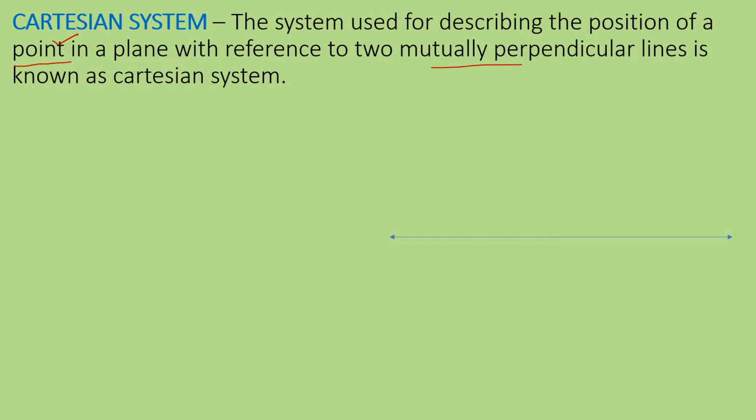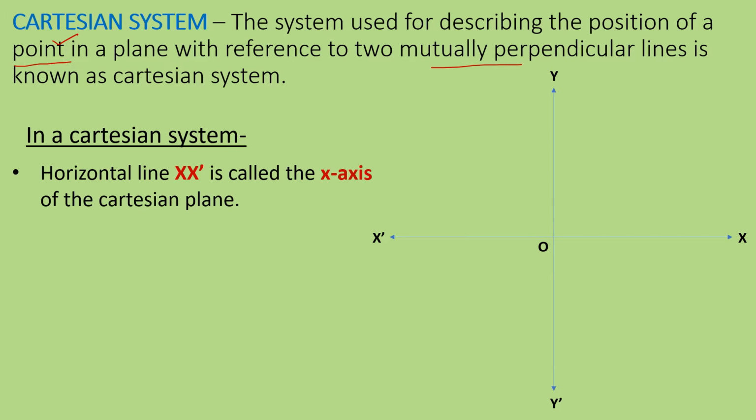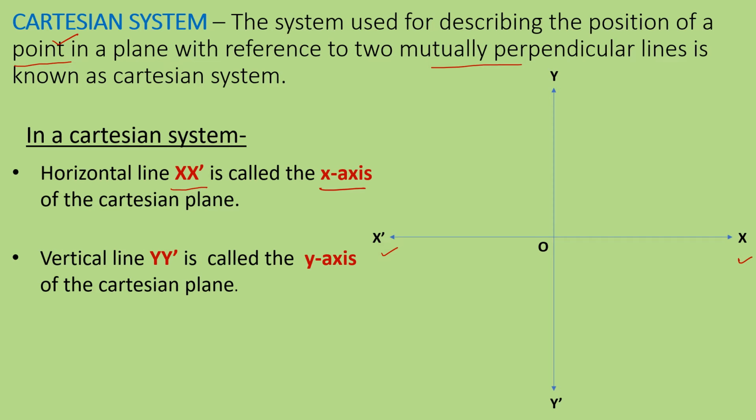Now here you can see this is a horizontal line, X dash, and this is a vertical line, Y dash, and O is the point of intersection of these two perpendicular lines. So in a Cartesian system, the horizontal line X dash is known as the x-axis of the Cartesian plane. The vertical line Y dash is called the y-axis of the Cartesian plane.